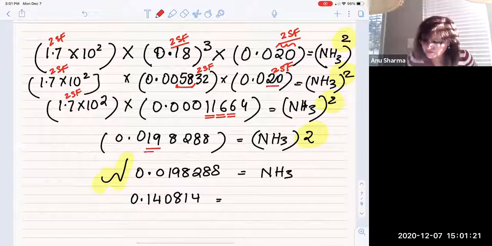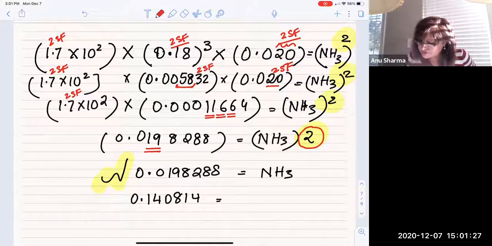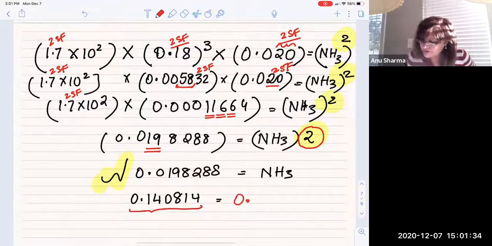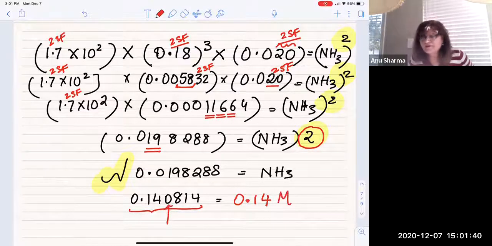So here is this thing. Once you do the square root, then this comes out to be this thing. So just bring it as the answer to be 0.14, this zero, just leave it like that, molar. Okay. So leave the answer like that.